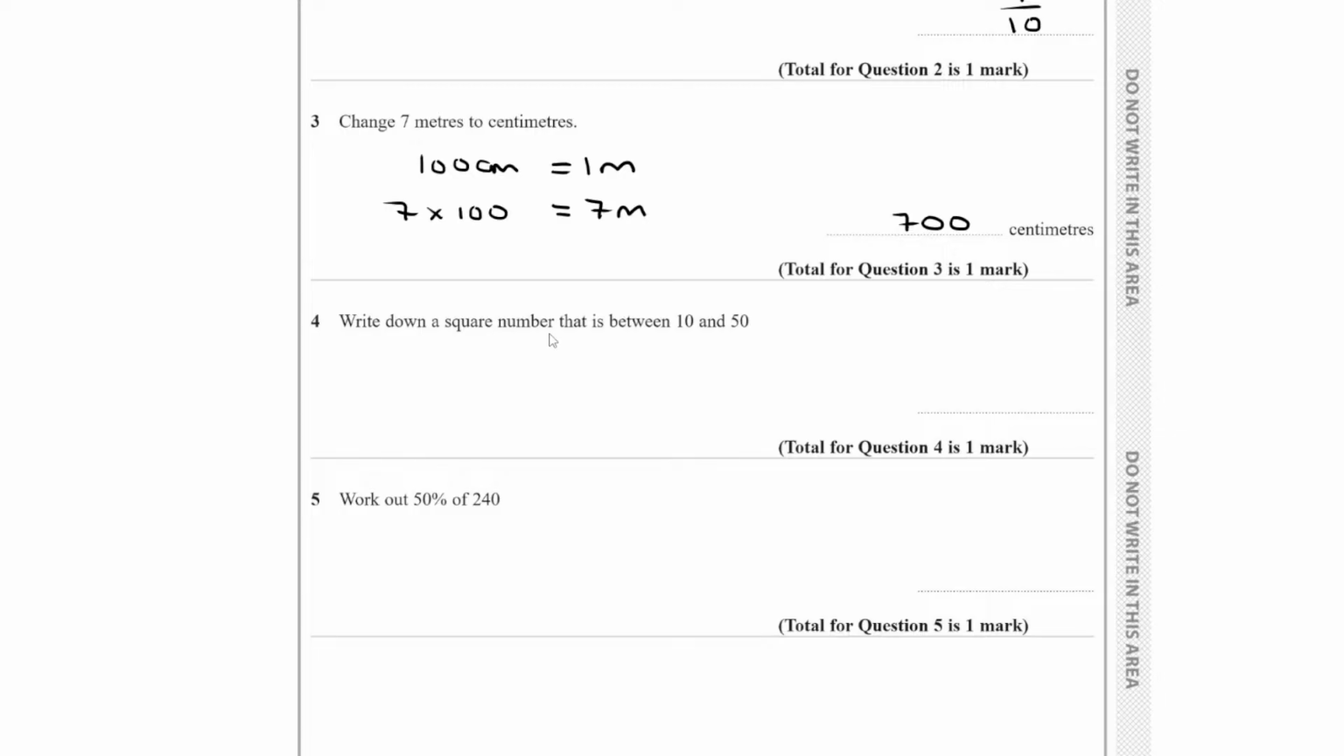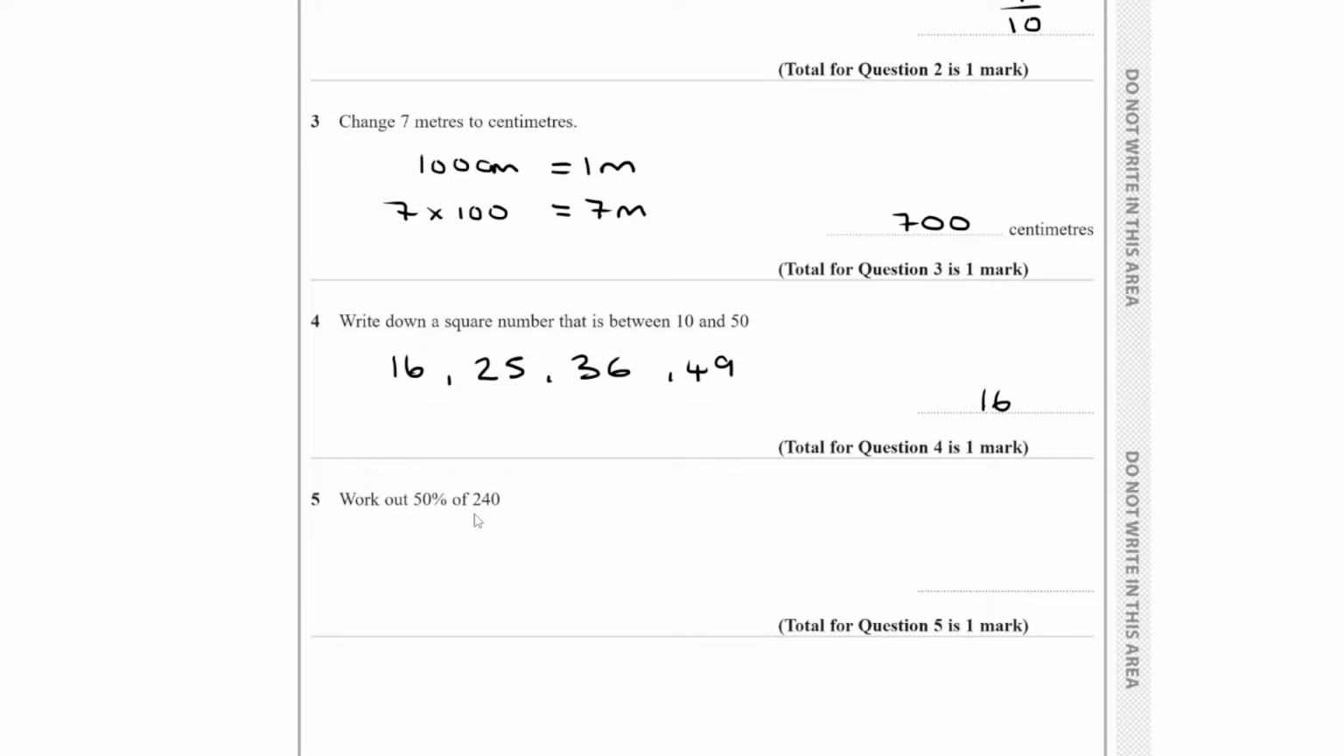Write down a square number that is between 10 and 50. So again, we've got multiple options here. They've said a square number, so it could be any of them. I was thinking the first one would be 16. You could have 16, you could have 25, you could have 36, or you could have 49. Any of these four is fine.